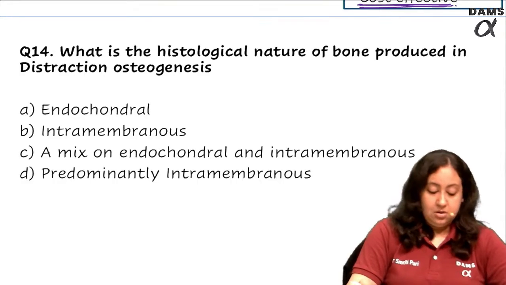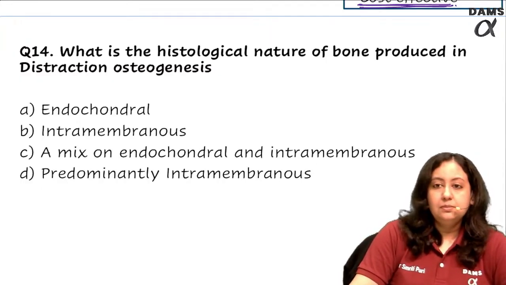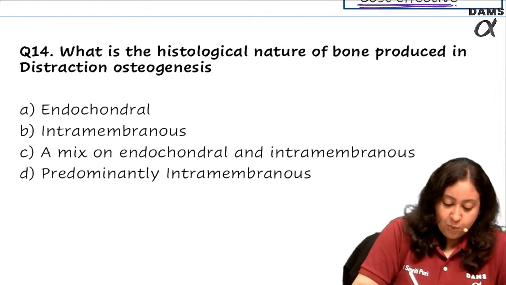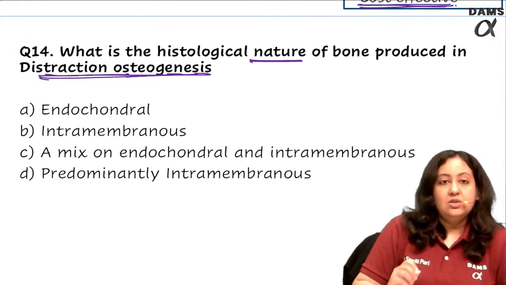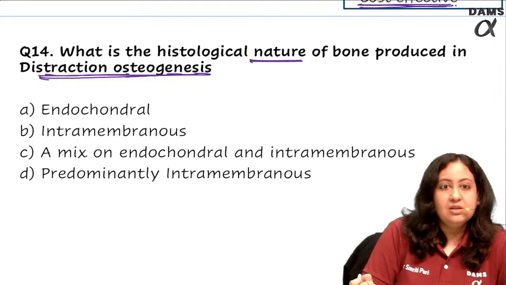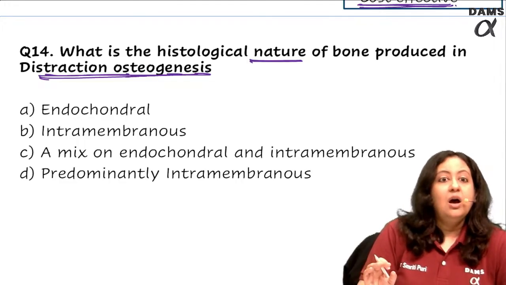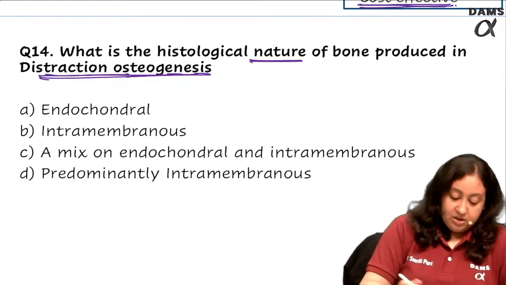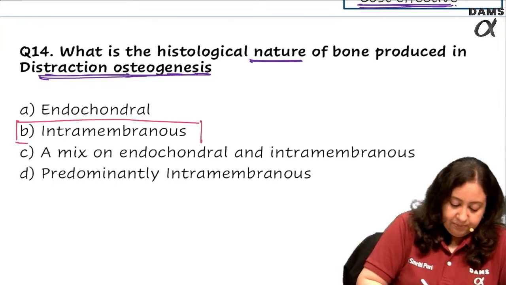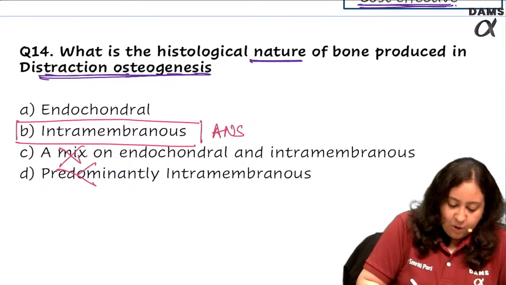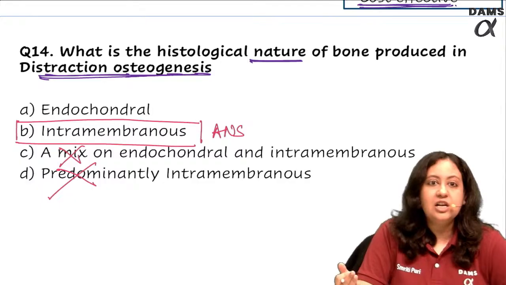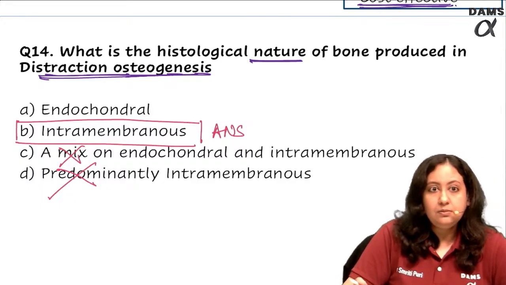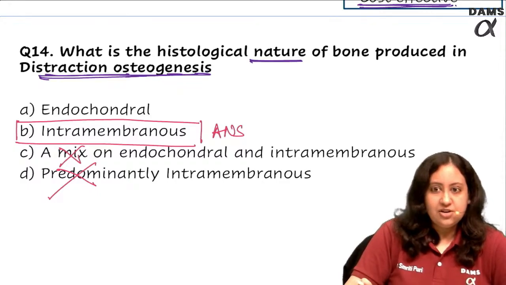I'll discuss this question as well. Okay, so it's asking you the nature of bone formed in distraction osteogenesis. The options are endochondral, intramembranous, a mix of endochondral and intramembranous, predominantly intramembranous. The only type of bone formed after DO is intramembranous. Please remember, it is never a mix, and it is never predominantly. If we say predominantly intramembranous, that means it is a mix of endochondral and intramembranous, but with a higher percentage of intramembranous. So this is also wrong. The nature of bone produced in distraction osteogenesis is intramembranous.